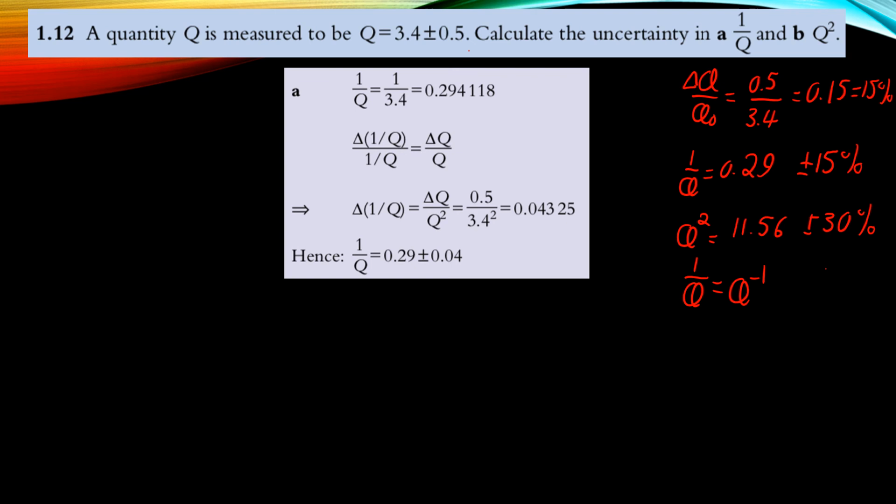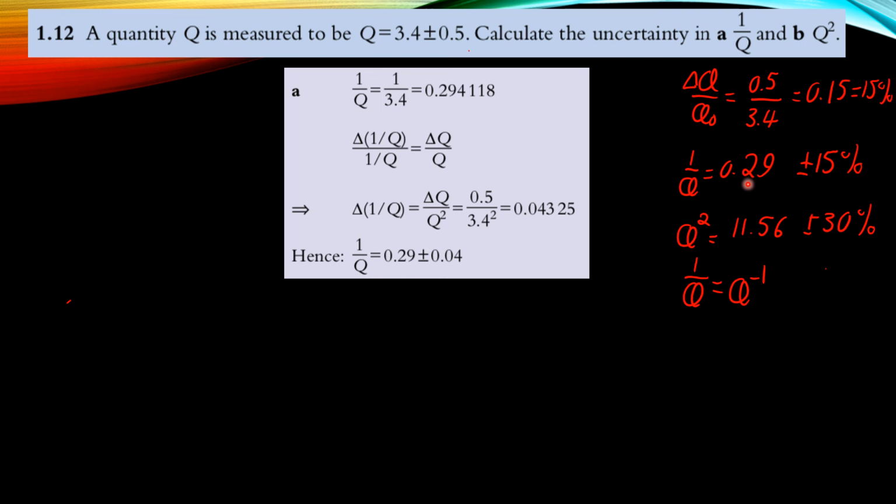So let's look at that. So we've got 1 over q. The fractional uncertainty in 1 over q is the same as the fractional uncertainty in q, which is what we've said here. So 15%. So the absolute uncertainty in 1 over q is going to be 15% of the value of q.